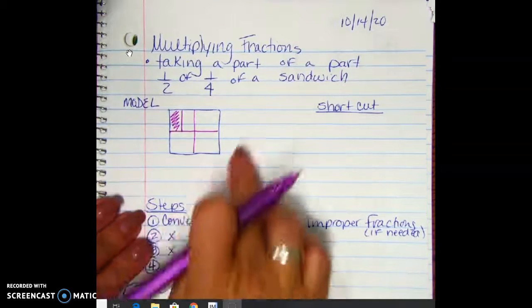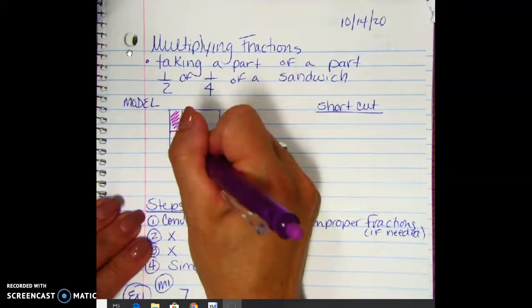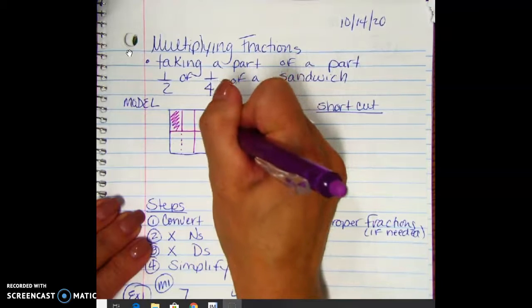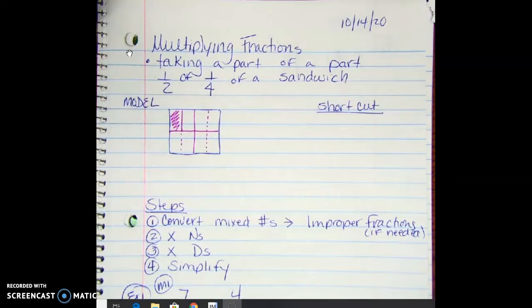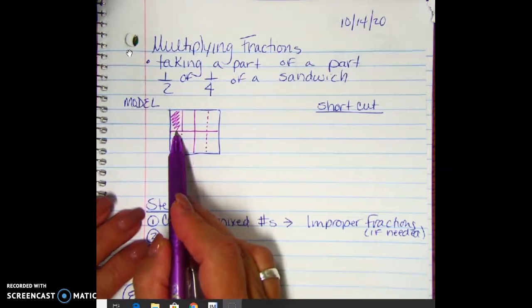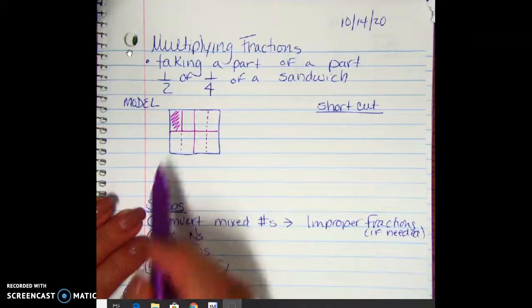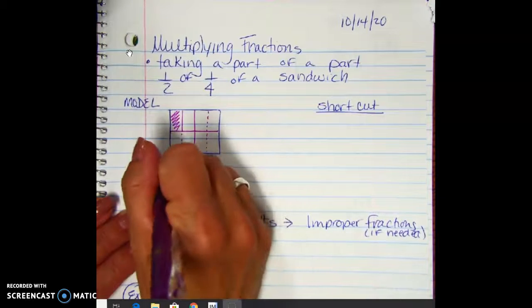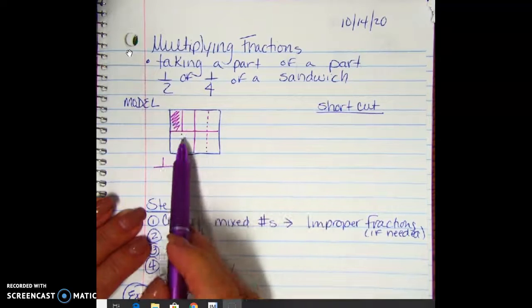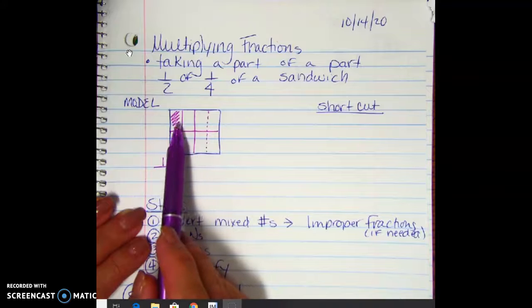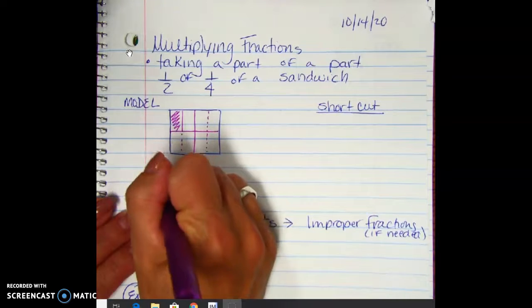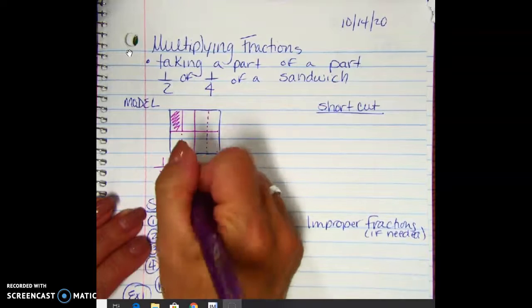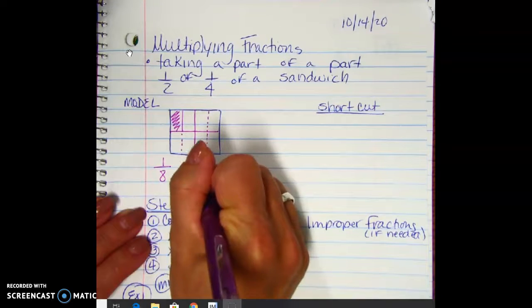Well, because we're looking at the whole sandwich, we need to make sure we have all of the sandwich broken down into that same amount of pieces. So how much of the sandwich am I going to take from that fourth? Well, I have one shaded part. And how many pieces are there all together? Well, there's 1, 2, 3, 4, 5, 6, 7, 8. There's 8 pieces. So I'm going to have 1/8 of the sandwich.